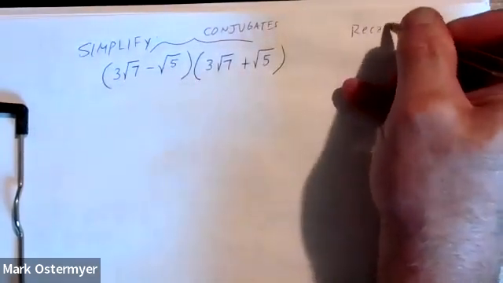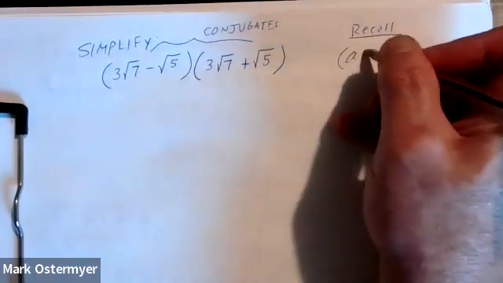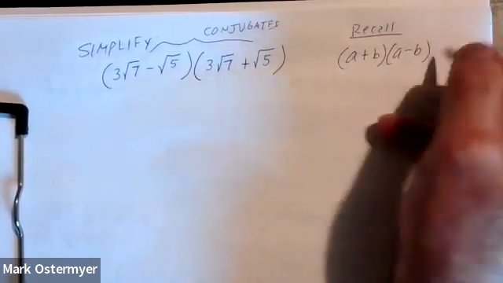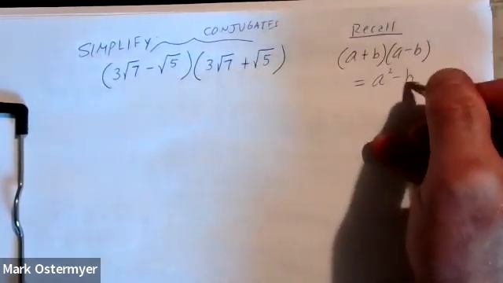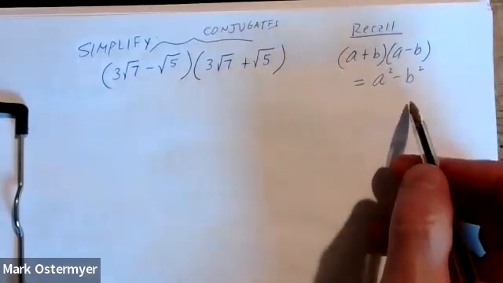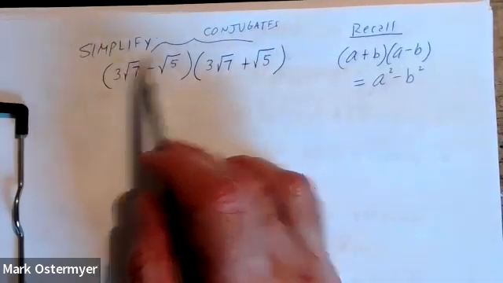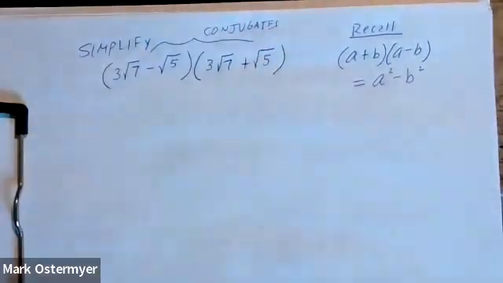Recall that we've shown ourselves that (A plus B) in general times (A minus B), when you multiply conjugates together, you always get the difference between the squares of the terms. So to multiply these conjugates together, you could FOIL this out, multiplying your first terms, your outer terms, your inner terms, your last terms, but there's a simpler way.